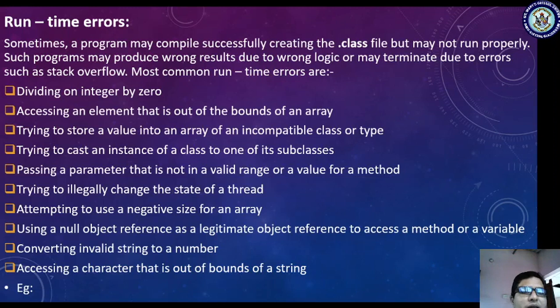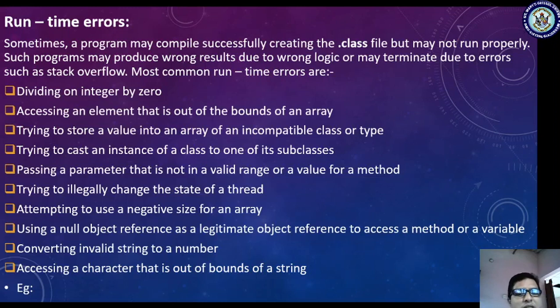Accessing an element that is out of bounds of an array. For example, you have declared the array size as 5. Can you access the sixth location value? No. If you try to access it, it will give a logical error. Trying to store a value into an array of an incompatible class or type. For example, you have declared the array as integer. Can you store a float value? No. Can you store a string value? No, it is an incompatible type. Even if it is stored, it will display improper output. So that is the runtime error.